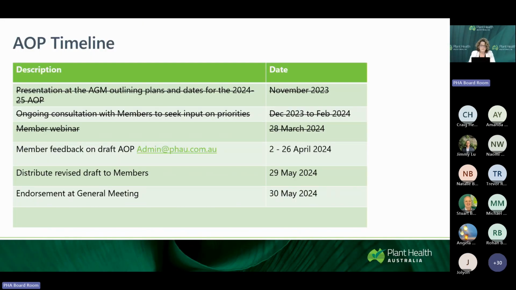To enable our members to provide comprehensive feedback on the AOP, consultation is extended this year until Friday the 26th of April, with the updated AOP earmarked for redistribution in May. And all feedback should be sent to admin@phau.com.au.